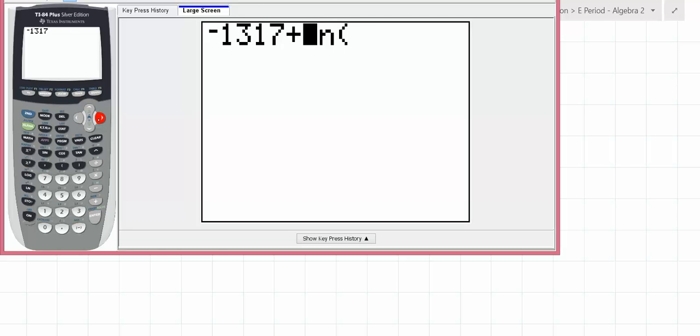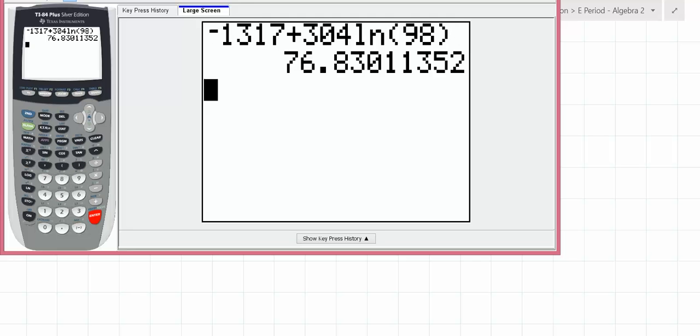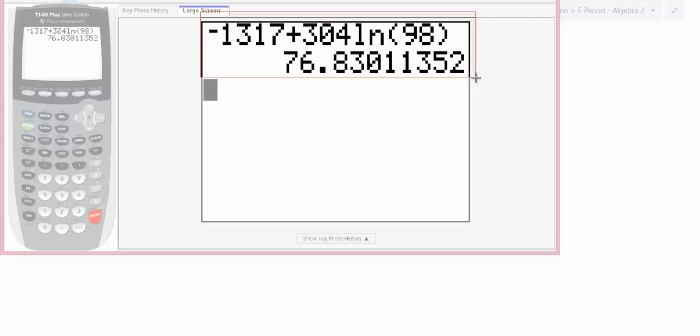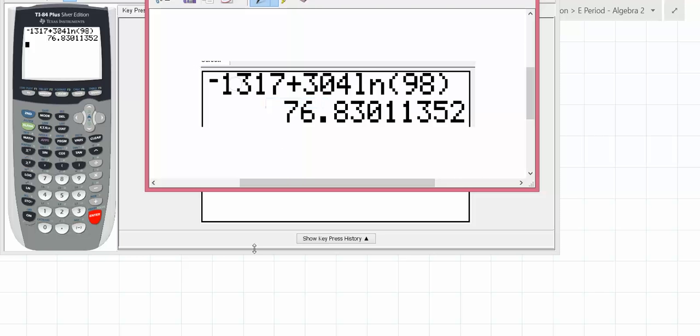What are we plugging in again? 98. Oh, I can't even type this. I'm doing a terrible job on this. Plus 304 ln of what? There's the 98. So then I hit enter and end up with 78.83 right there. Wow, I can almost read and type today. It's a stunning start to the day.